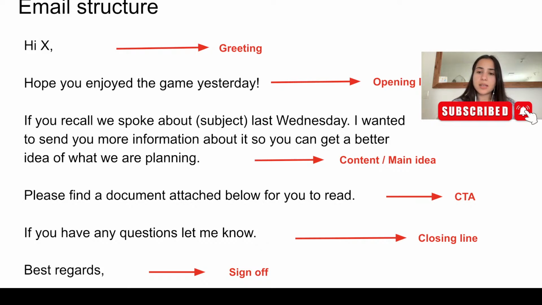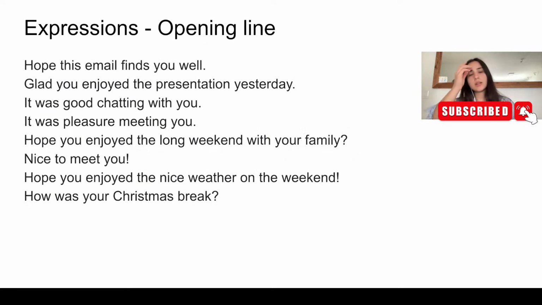And then we've got the content and the main idea, so the message you wanna get across, the whole purpose of this email. CTA, so call to action, what you want them to do, what action you want them to take. You know, whether it's you want them to respond, read something of yours, approve something. And then we've got the closing line. So it's just kind of summing up everything or finalizing everything, and your sign off. So let's look at each one in a bit of detail.